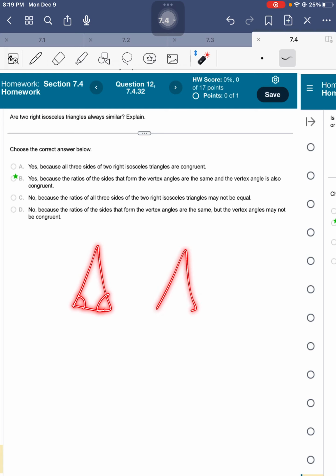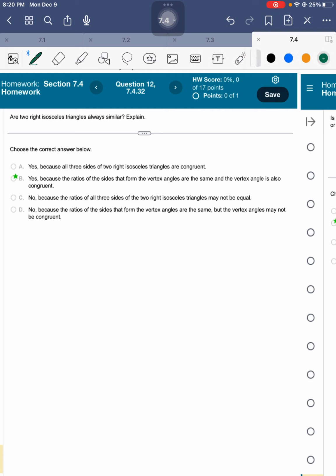Are two right isosceles triangles always similar? Yes, because if we have two isosceles triangles, I know that we'll always have two pairs of congruent corresponding angles. Yes, because the ratios of the sides that form the vertex angles are the same, and the vertex angle is also congruent. Oh, so what I said is not true actually. The reason is because if I have two isosceles triangles, let's say this is 30 degrees.